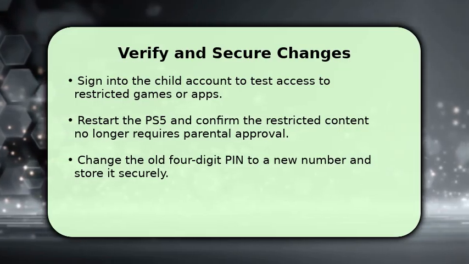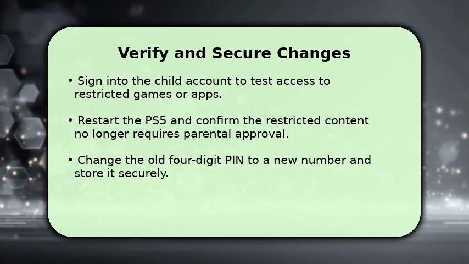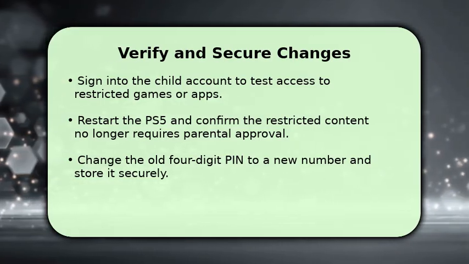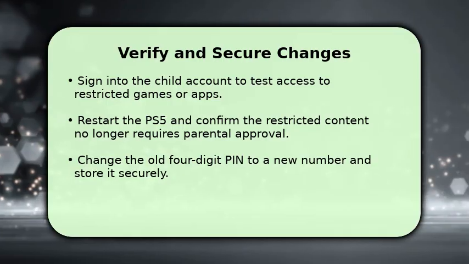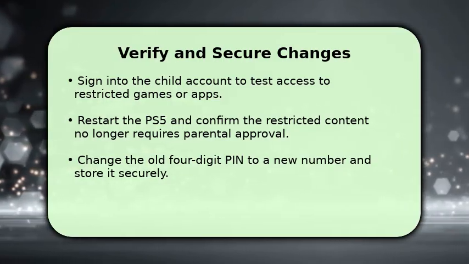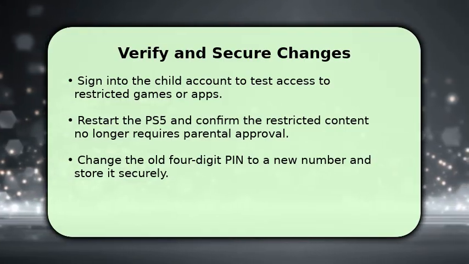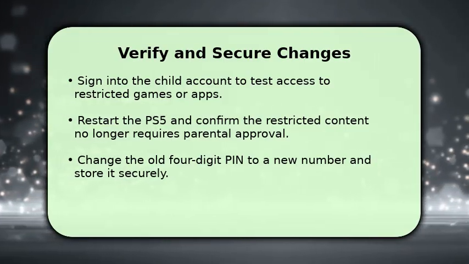If a purchase or communication block remains, recheck Family Management settings and toggle the specific controls off. Change the old 4-digit PIN to a new secure number and store it in a secure location for future use. Communicate the change to household members and document the new settings for later review if needed.